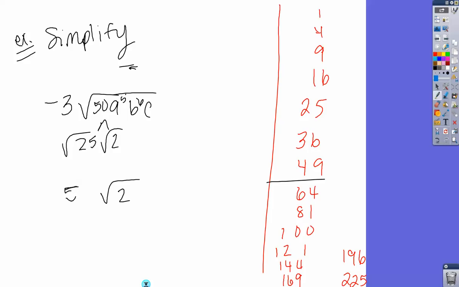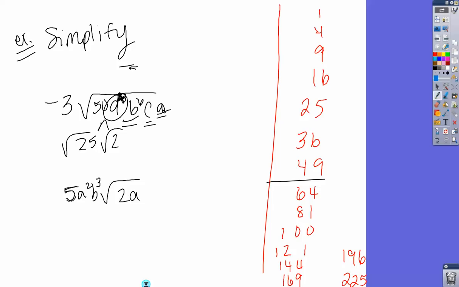There we go. Look at my a's. Is my exponent on a even? No. So let me take 1 away, and let me change that to 4. Now is it even? Yes. So divide 4 by 2. I have a squared on the outside, and this a here stays inside. Look at my b's. Is my b's exponent even? Yes. So I'm going to divide it by 2 because it's a square root. So 6 divided by 2 is 3.